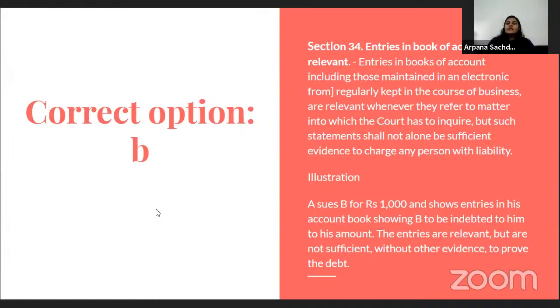And this question was taken from the illustration of section 34 itself, where it says that A sues B for rupees 1000 and shows entries in his account book showing B to be in debt to him to this amount. These entries are relevant but are not sufficient without other evidence to prove the debt.